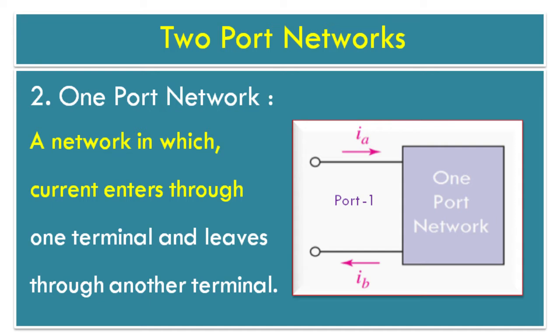First term, one-port network. Statement: a network in which current enters through one terminal and leaves through another terminal. Refer to the diagram of one-port network. Current IA entering into the network and current IB leaving from the network.